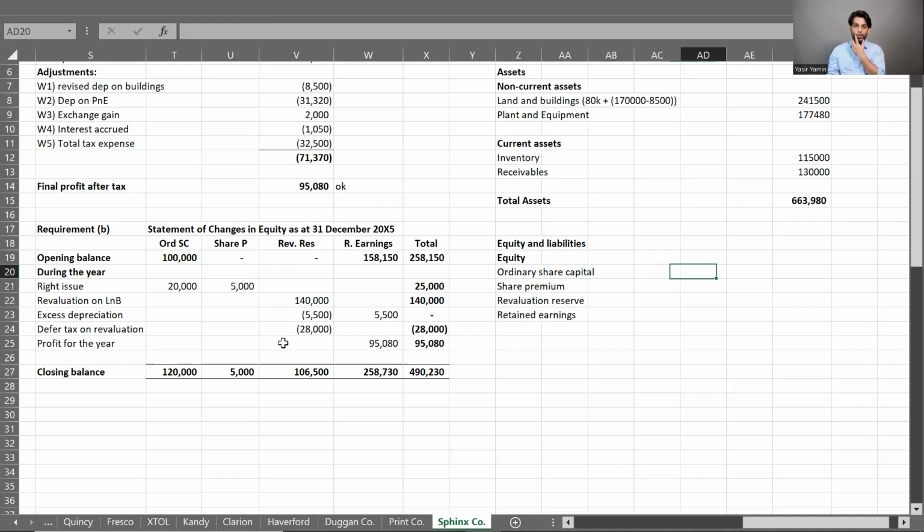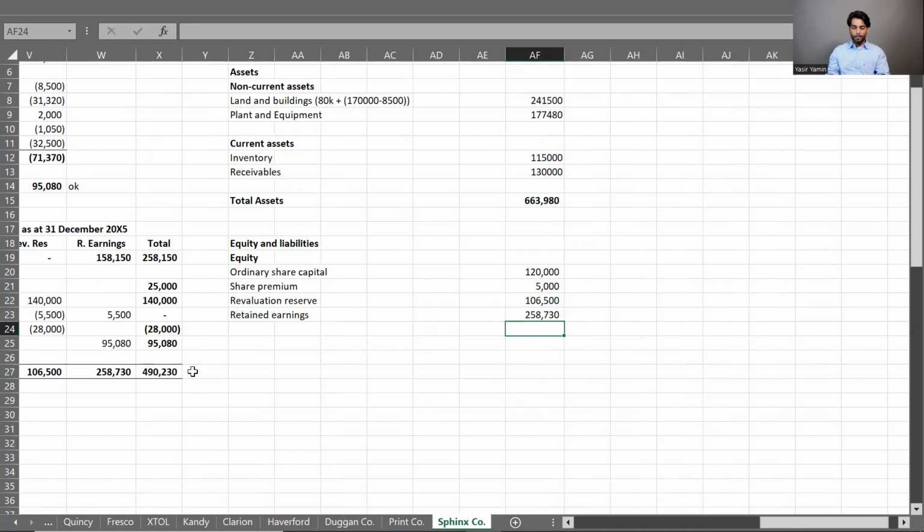We can just use equals to and mark out these. Select these, enter, and these will be linked. Equals to this, equals to this, equals to this. Here we have it. And our total equity would be equals to sum, selecting all of it, enter. 490,230 as we prepared for it.